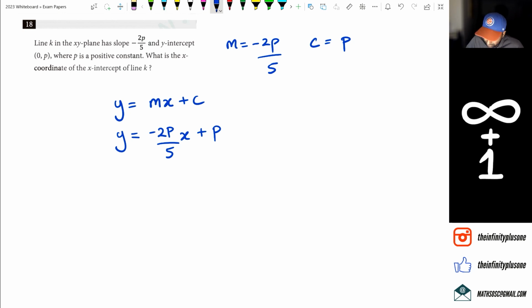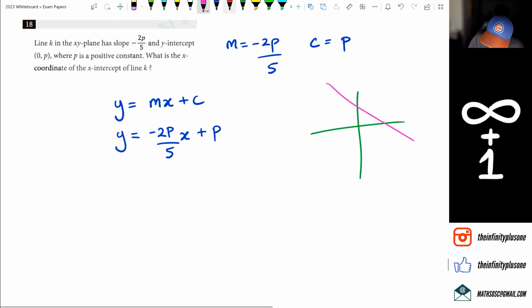That's what we're trying to figure out. Because if you think about it like this, we've got a set of axes here and then negative 2p over 5, so something like this. And you can kind of see at this point, if you want to find the x-coordinate, then y is actually equal to 0. So we're going to put down 0 is equal to negative 2px over 5 plus p.